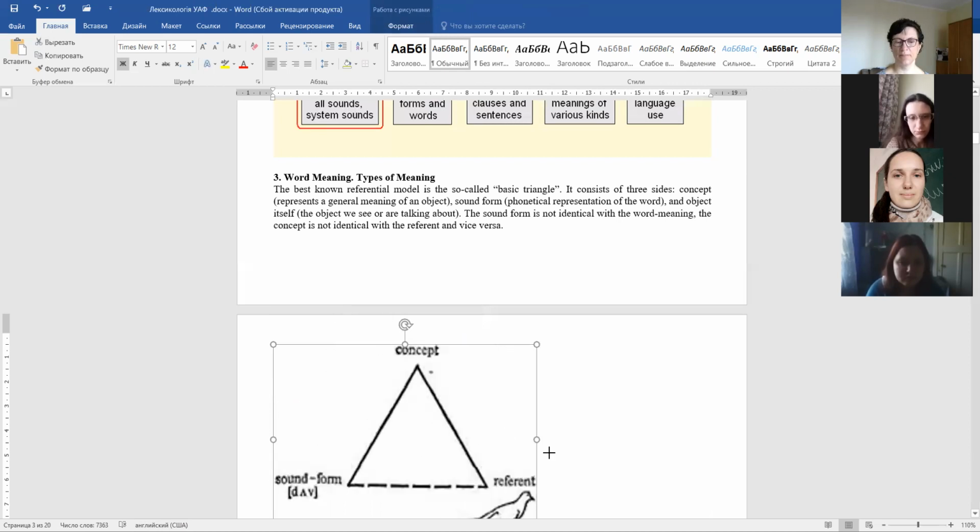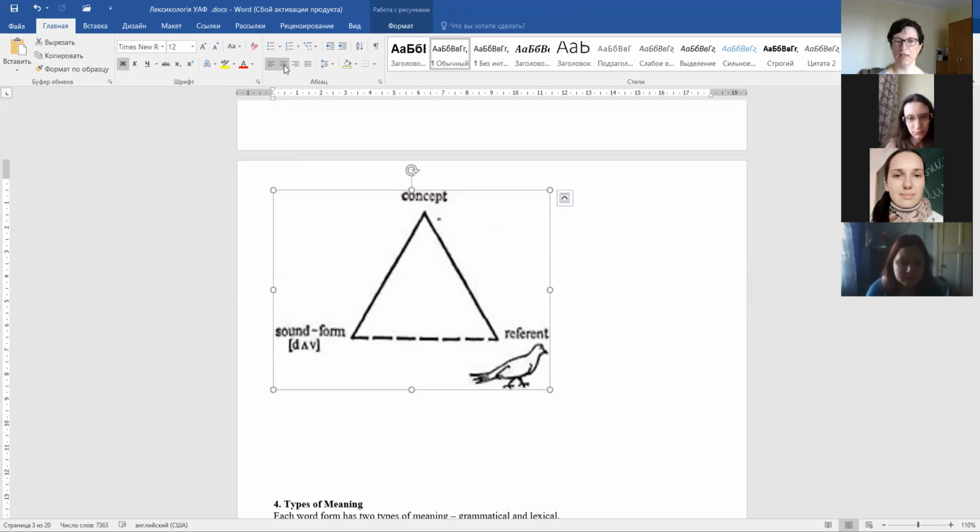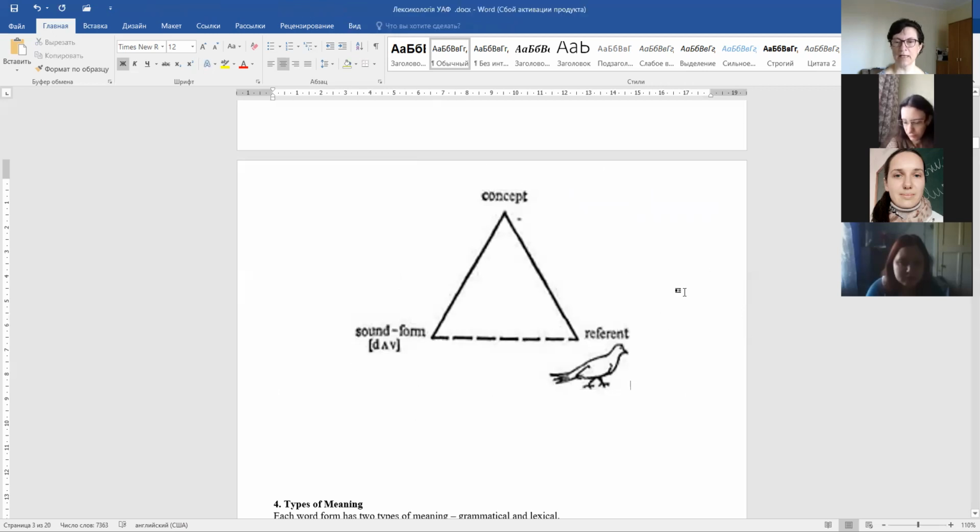Okay. So this is the picture of the triangle, and tell me please, what are the sides of the triangle? There are three sides of the basic triangle. This triangle includes concept, sound form, and referent. How do we teach it? When we teach, what do we use, for example, when we need to teach the word dove? For example, I want to teach you the word dove. What will I do? In the English language. Natasha, what will you do?